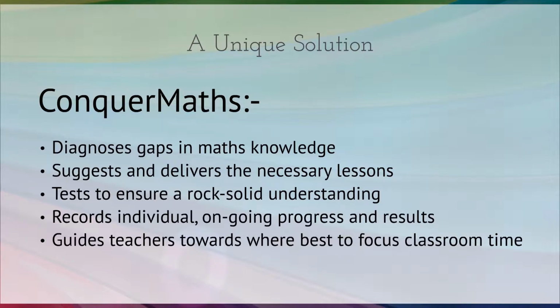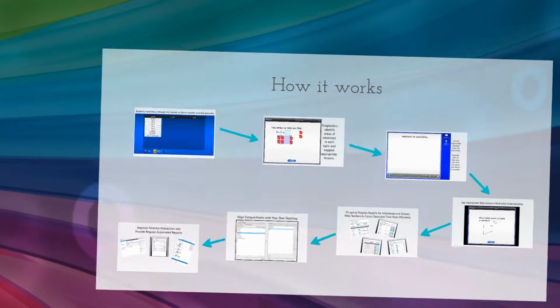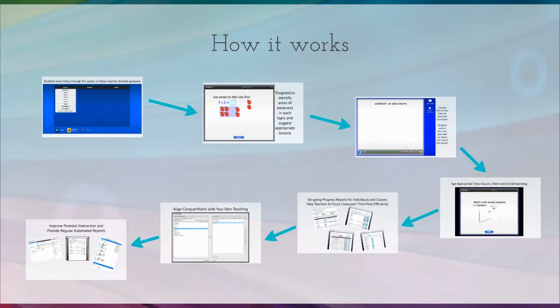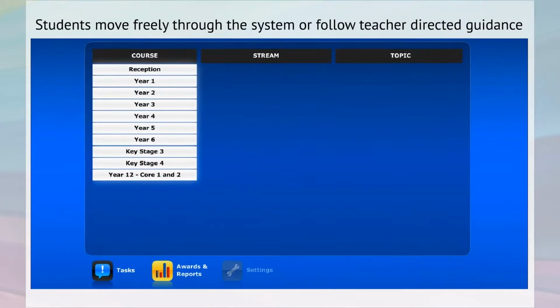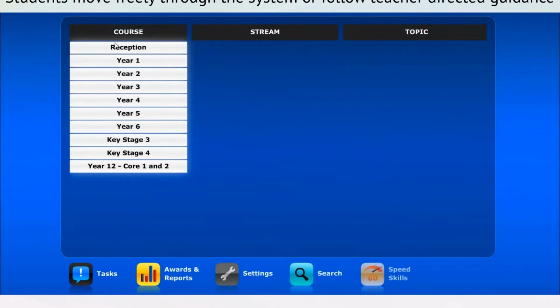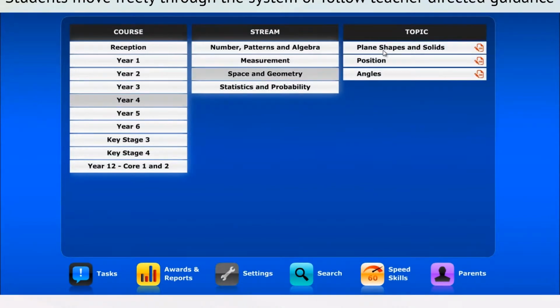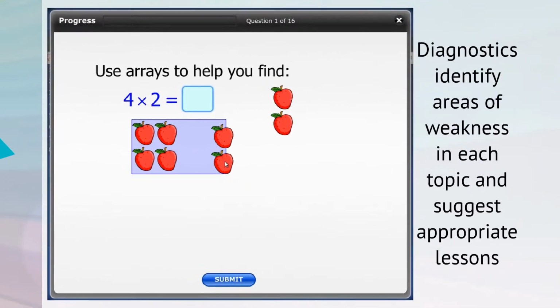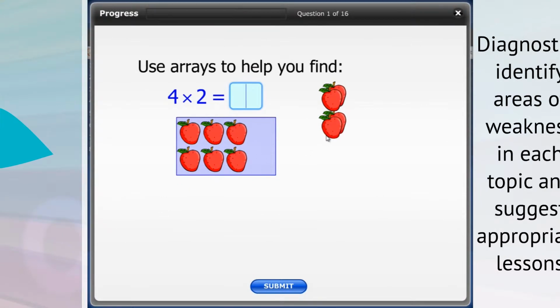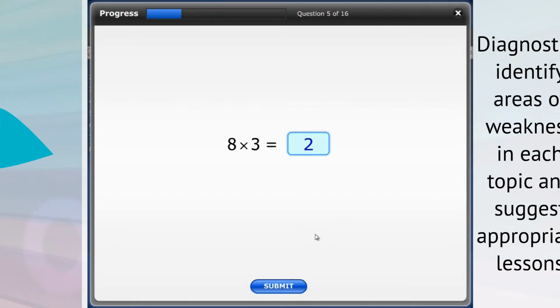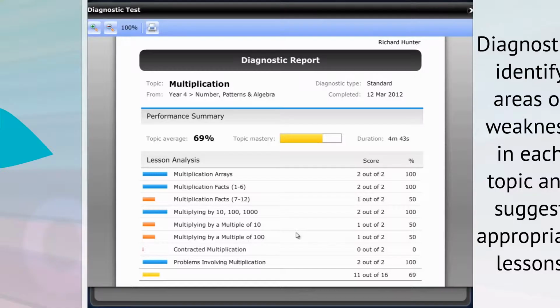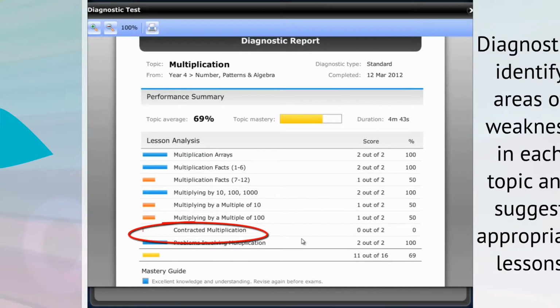Now, teachers are provided with a lot of reports that help them to understand where best to focus their teaching in class. Students can move around the system freely, and at the beginning of each topic, students are given the option of taking a diagnostic test. The diagnostic tests will ask students a number of randomly generated questions that also adapt to ability. At the end of the diagnostic test, it'll point out specific areas where students have weaknesses and which lessons they can take.